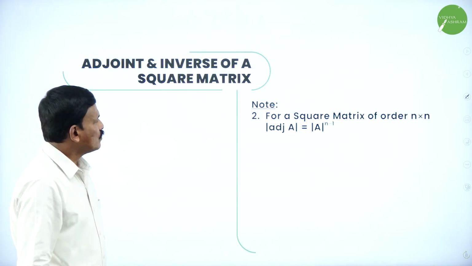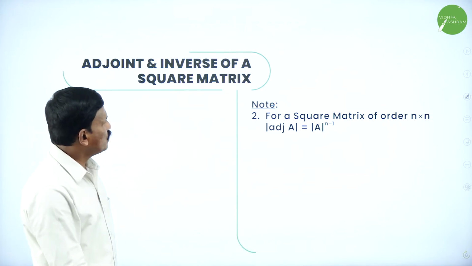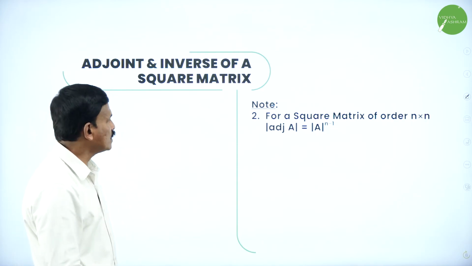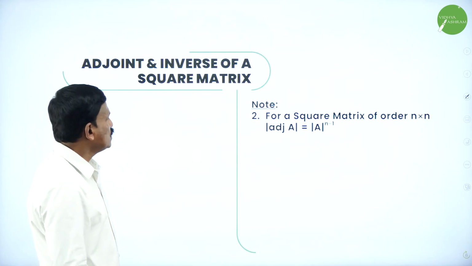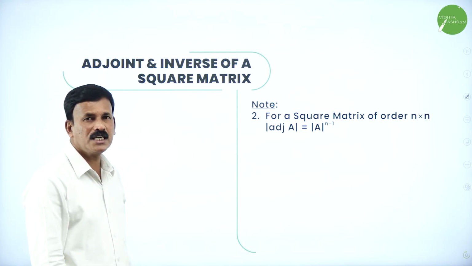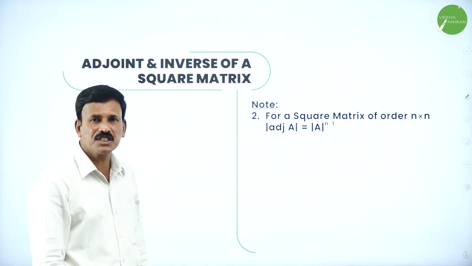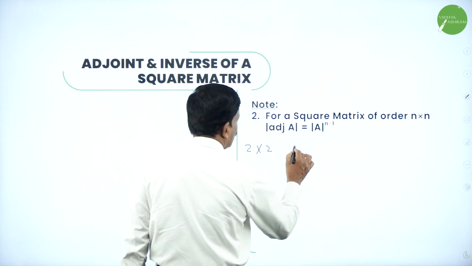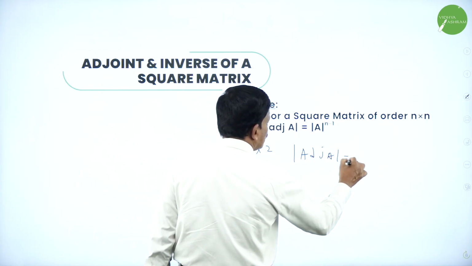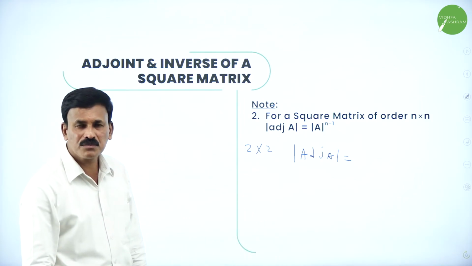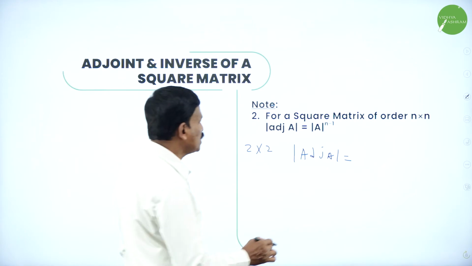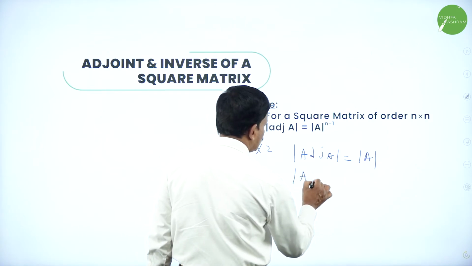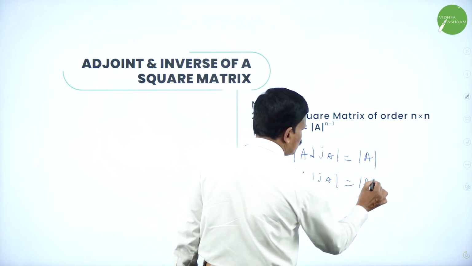Now I will explain again. For a square matrix of order n, the determinant of adjoint of A is always equal to determinant of A to the power of n minus 1. If it is 2 rows 2 columns, then it is determinant of A. If it is 3 rows 3 columns, the determinant of adjoint of A is equal to determinant of A square.